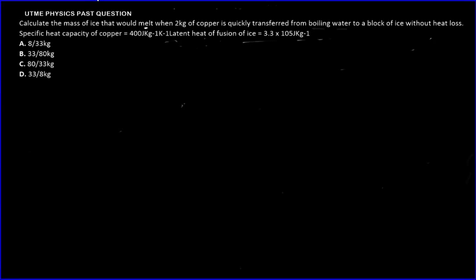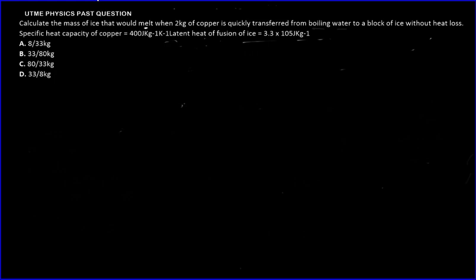UTME candidates, this is a physics past question. If you are given this question, how will you solve it? Let's quickly solve. Let me read the question first. It says, calculate the mass of ice that would melt when 2 kilograms of copper is quickly transferred from boiling water to a block of ice without heat loss.